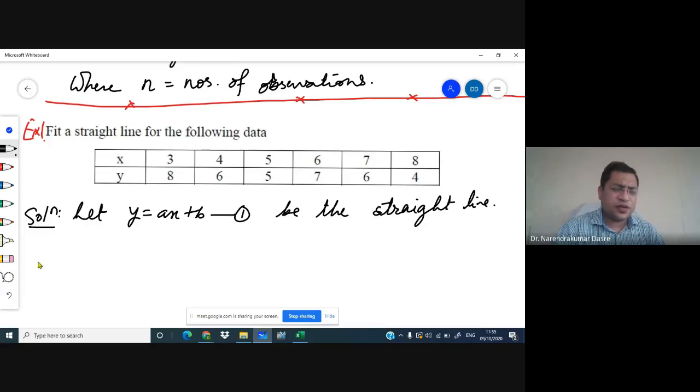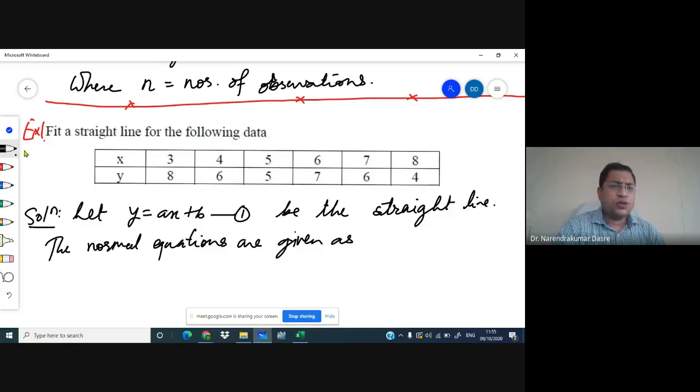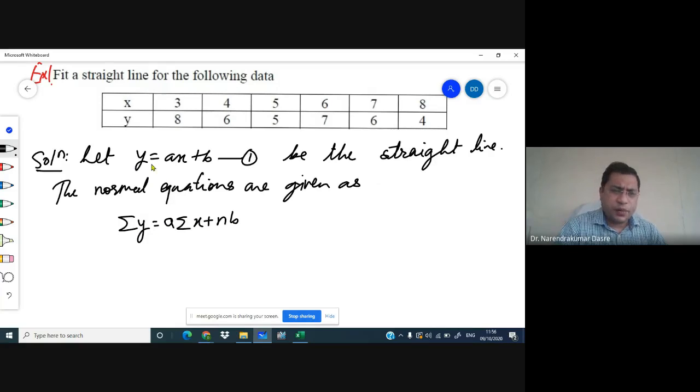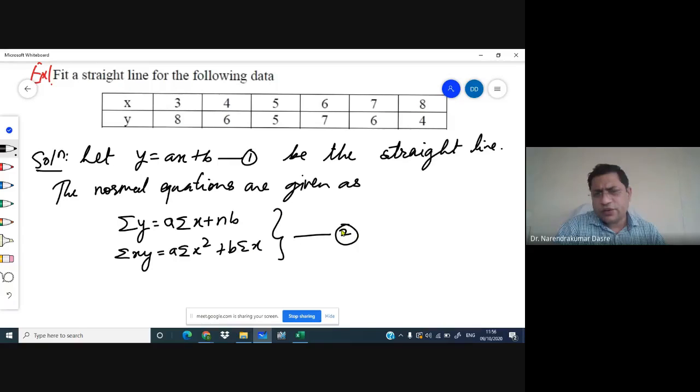If this is a straight line, we must write the normal equations. So what are the normal equations for the straight line? We have summation y equals a summation x plus nb. You don't have to learn this by heart. Multiply this by x and take the summation. So summation xy equals a summation x square plus b summation x. So this is equation 2.